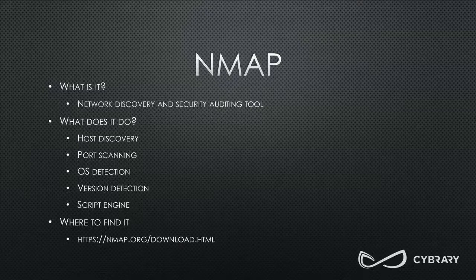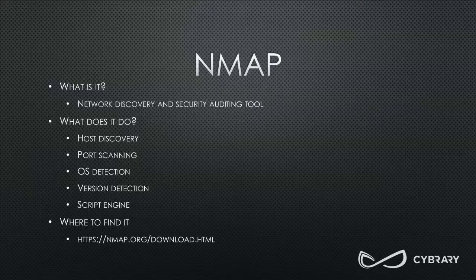So what's all that mean? Well, Nmap will go out and it'll identify everything that is alive on your network, all the machines that are communicating. Then it'll go through and it'll scan all the ports of that machine, and it'll tell you what kind of services are running and the versions of those services.